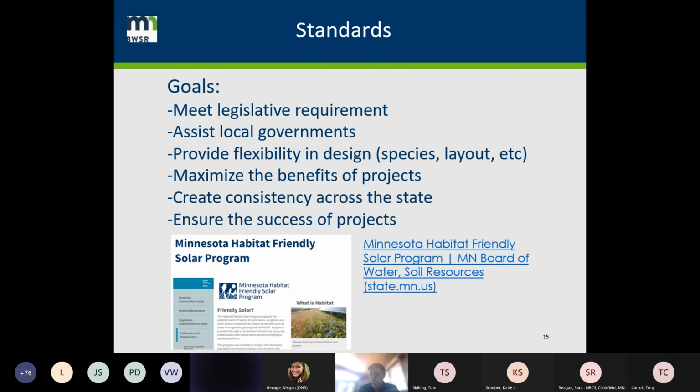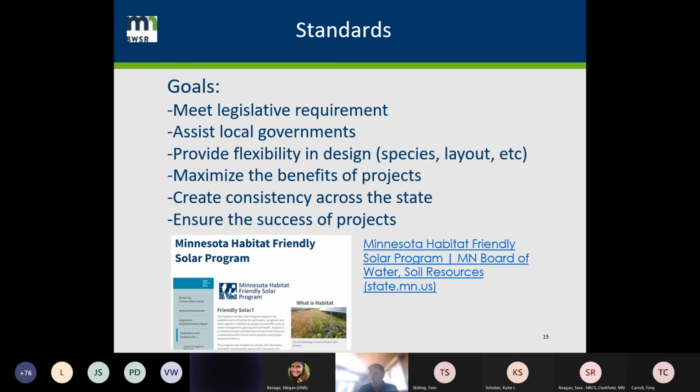Some of the goals when we started developing a standard were to meet the legislative requirement and assist local governments. We do have some local governments that are requiring our standard for any projects that are coming into their geographic area. Stearns County is a good example, where they require that our standard be met in that county. And we think that's going to be something that will be expanding in the future, that there will be more counties or municipalities that will be requiring that the standard be met.